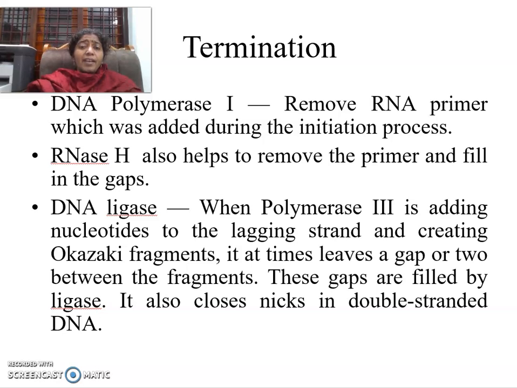In the final step, the RNA primer which was initially added for initiation will be removed. It will be removed with the help of DNA polymerase 1. RNase H will also help to remove the RNA primer. For the initiation of replication, we need small fragments of RNA, called the RNA primer, that will be removed with the help of DNA polymerase 1 and also RNase H.